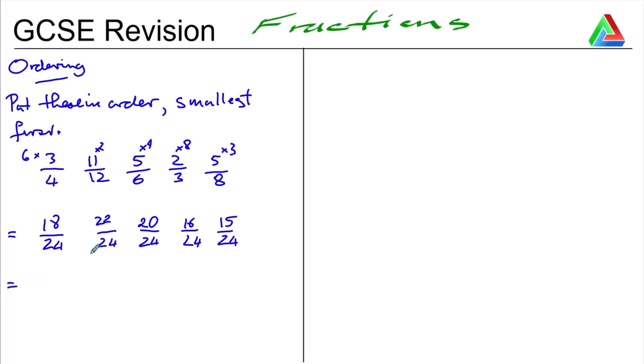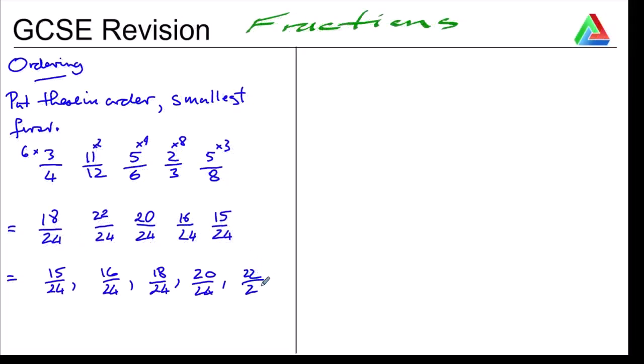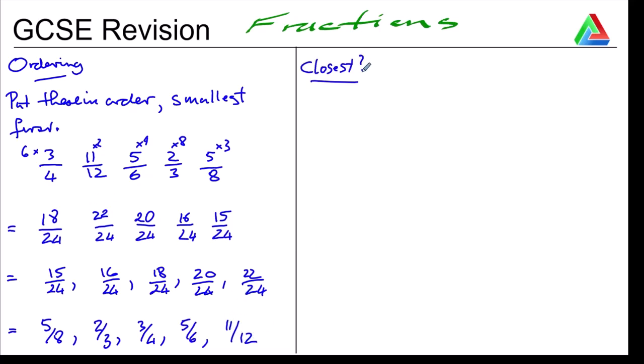Now put the equivalent fractions in order. And now write down the original fractions in order. So 15/24 is 5/8. 16/24 is 2/3. 18/24 is 3/4. 20/24 is 5/6. And 22/24 is 11/12. I don't know any better way than this. If you do, let me know.